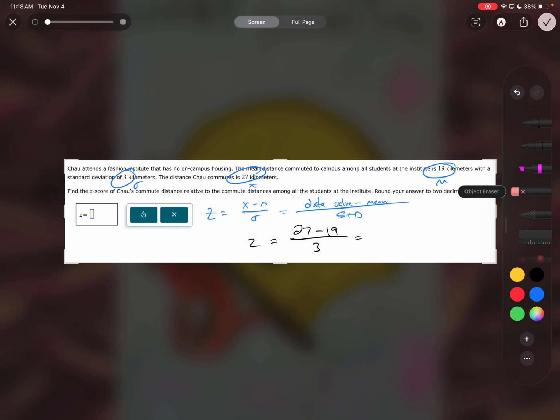So 8 divided by 3 is what, 2.67? So Chow's z-score is 2.67. What this means, it's positive, so you are 2.67 standard deviations above the mean. Okay, so he lives further than the average distance.